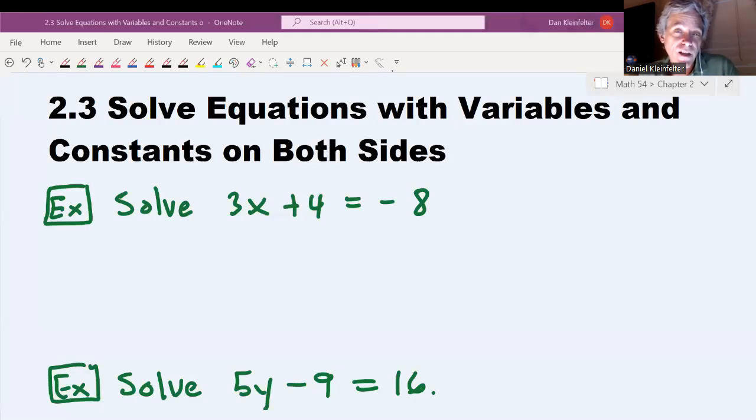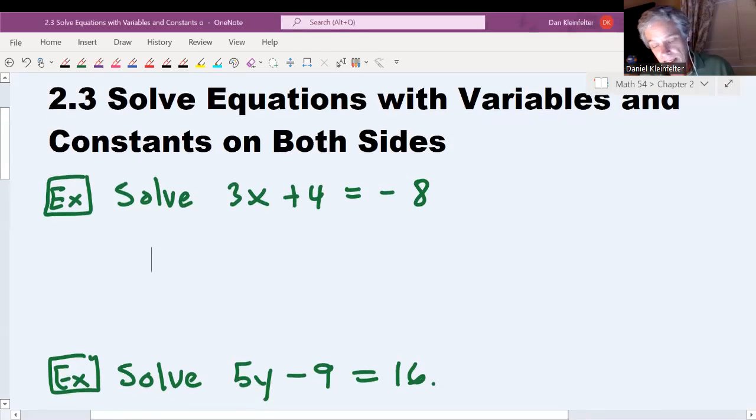Welcome back. In this video, we're going to go over section 2.3, which continues our look at solving equations. What's different in this section is that where in the past we may have seen just variables on one side of the equation and constant terms on the other, in this section we may see both variable terms and constant terms on either or both sides of the equation. So let's try.